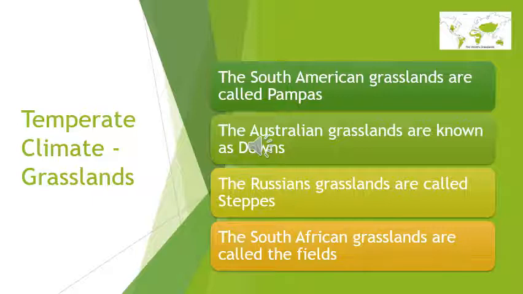These grasslands are known by different names in different continents. Like in South America, grasslands are known as pampas. In Australia, grasslands are known as downs. In Russia, grasslands are known as steppes. In South Africa, grasslands are known as veld. In America, this region is known as prairies. Prairie is a French word which means meadows or grassland.